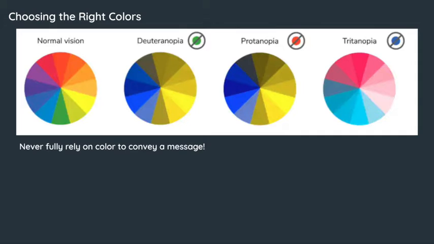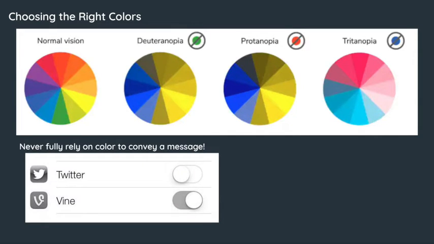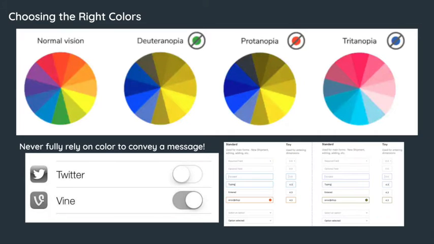Never fully rely on color to convey a message. For example, look at Apple controls. With no color, it's hard to tell which is on or off. And this form validation is indicating an error with the color red, which may look green to some. A better design would be to declare the error in writing.